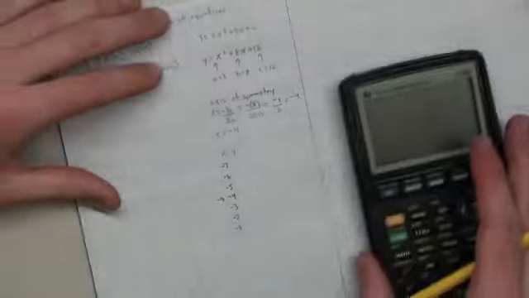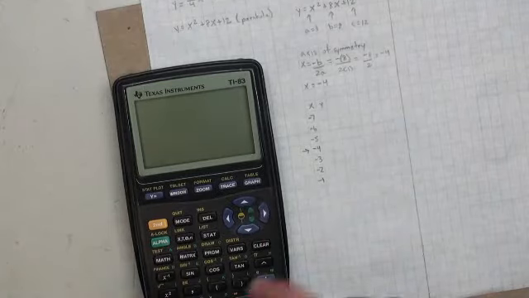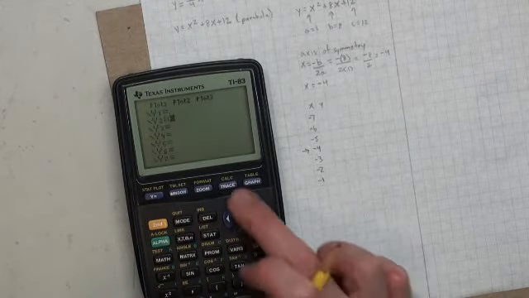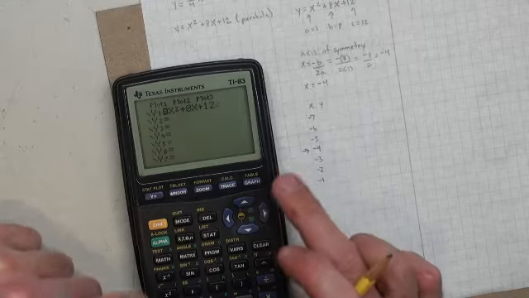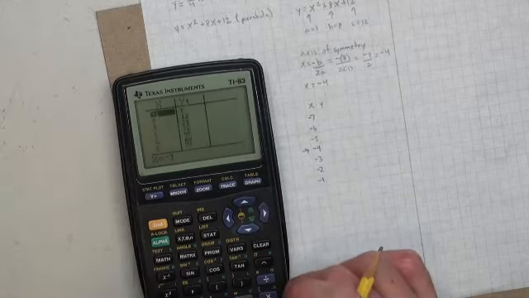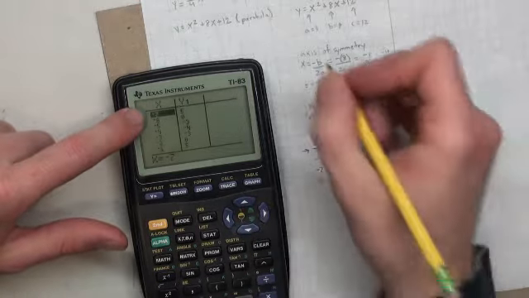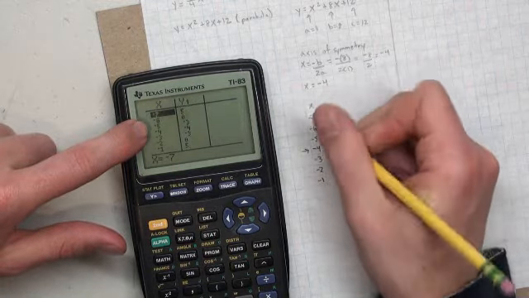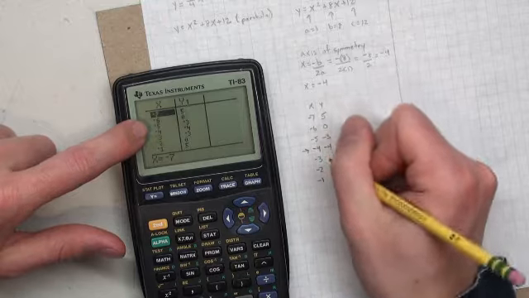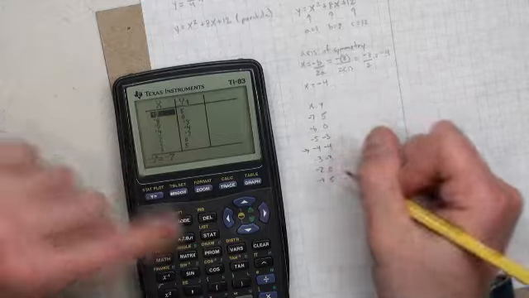Let's see what we get on the calculator. x squared plus 8x plus 12. Second table. Let's go up to -7. We got 5. -6 is 0. -5 is -3. -4 is -4. -3, -3. -2, 0. -1, 5.